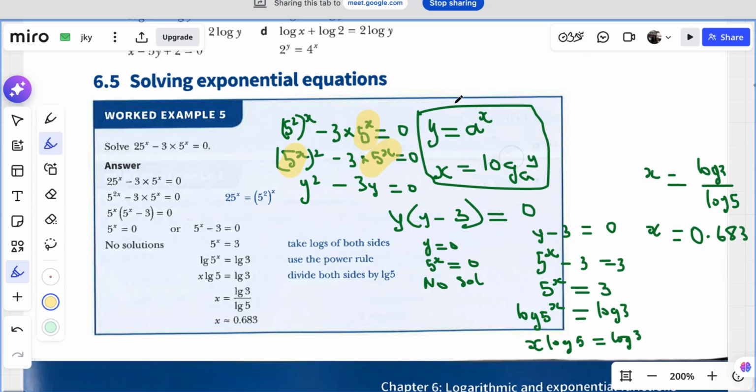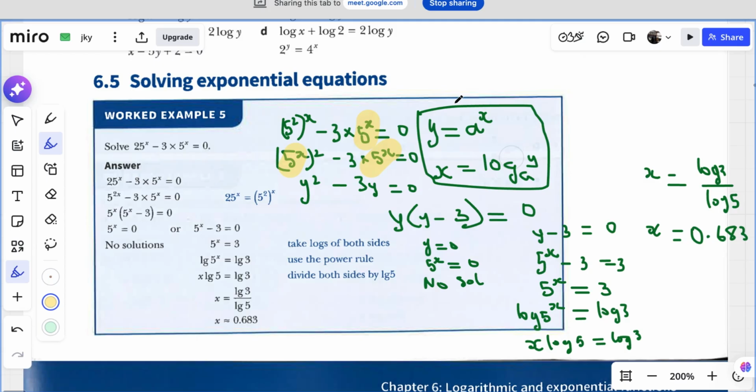So you see this one, after you substitute equal to 0, you replace 5 raised to power x with y, and here also y, you have this simple factorization of a quadratic function. Say y equals 0, there will be no solution. 5 raised to power x equal to 0 has no solution.